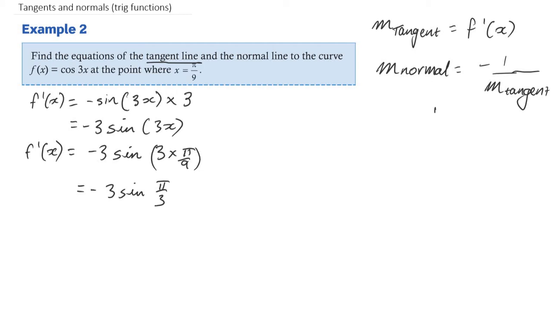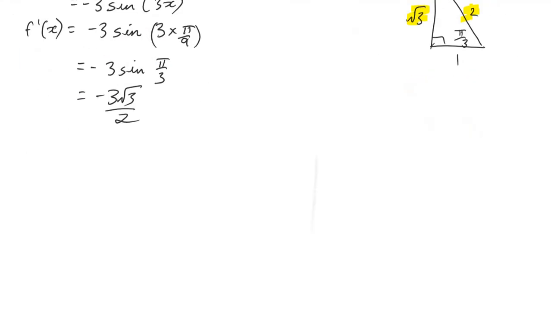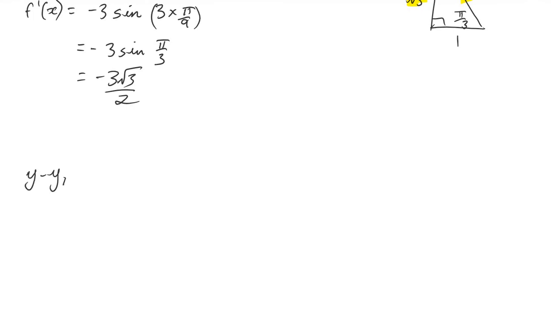And here's where you should be going to an exact value triangle. That one there. And so sine of pi on 3 is opposite over hypotenuse, root 3 over 2. So that's negative 3 root 3 over 2. That's our gradient of that tangent line. So if we think about what we're doing here, we're ultimately going to be substituting into this, or using y equals mx plus c, substituting, solving for c, but this does the same thing.